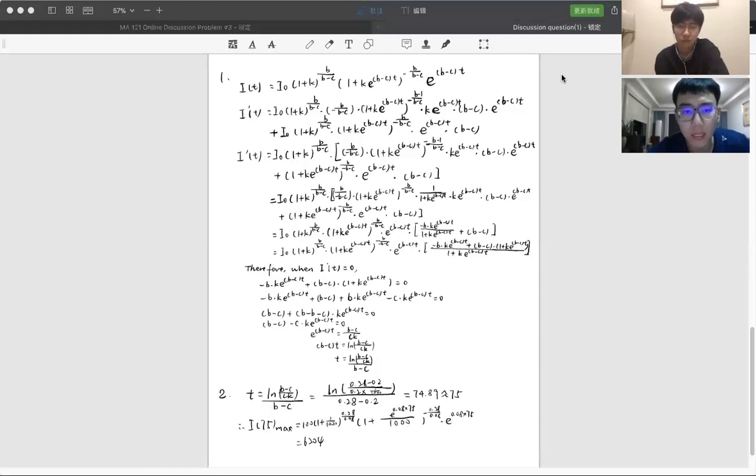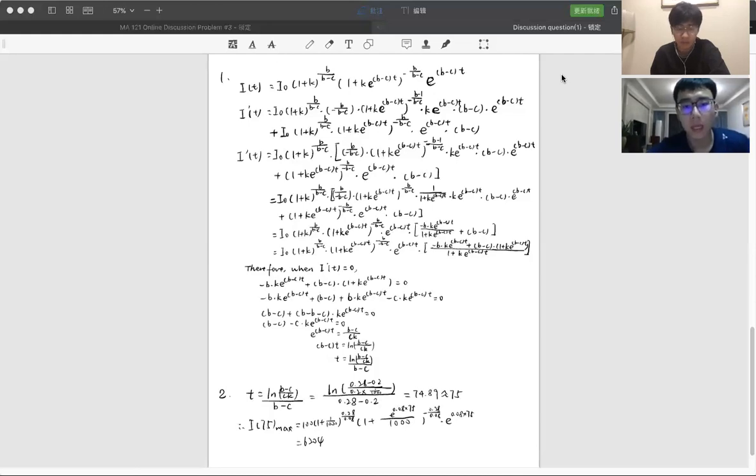And as you can see at the end, we have the differentiation of I to be I0 times (1 plus k) to the power of b divided by (b minus c), times (1 plus k times e to the power of (b minus c) times t) to the power of b divided by (b minus c), times e to the power of (b minus c) times t, times in the bracket: minus b times k times e to the power of (b minus c) times t, plus (b minus c) times (1 plus k times e to the power of (b minus c) times t), divided by 1 plus k times e to the power of (b minus c) times t.